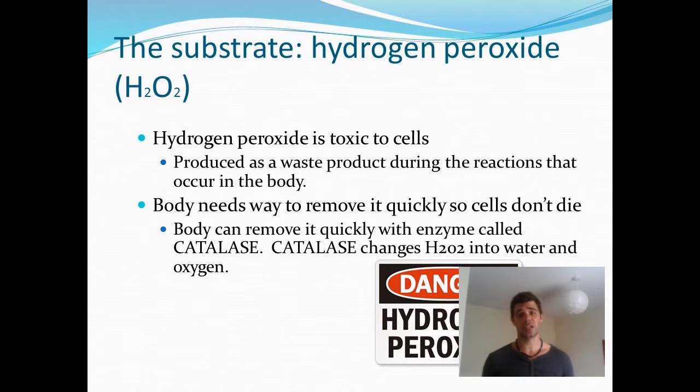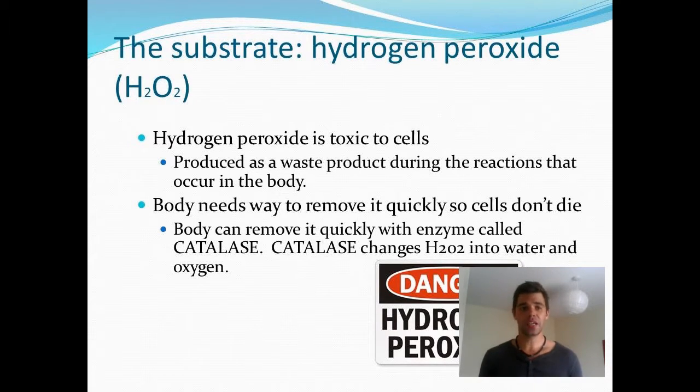It's extremely toxic to cells, and therefore it has to be removed from the system as quickly as possible so that it doesn't damage any of your cells. Now, hydrogen peroxide is produced as a waste product within the body. So when you're metabolizing, you're undergoing chemical reactions within your body, you are producing hydrogen peroxide as a waste product, and it has to be removed before it can damage the cells.